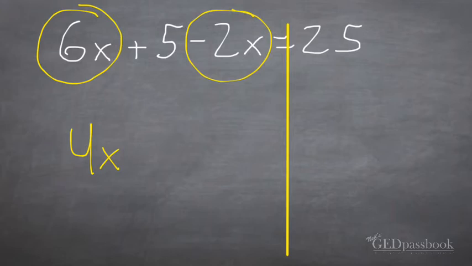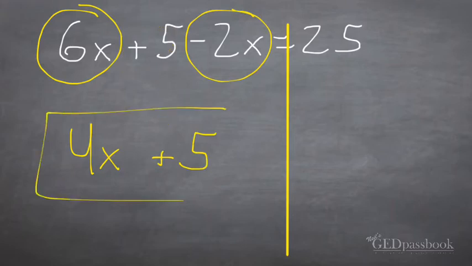So it's 4x plus 5, because this 5 just gets brought down, right? And now tell me, is there anything I can do here? Is there absolutely anything else that I can do to simplify this side? 4x plus 5.